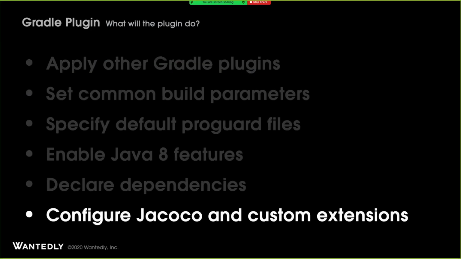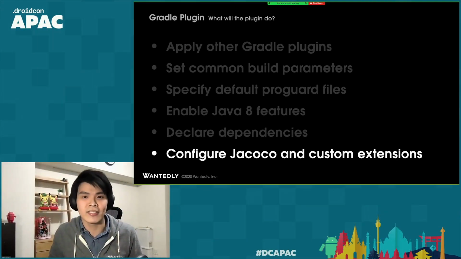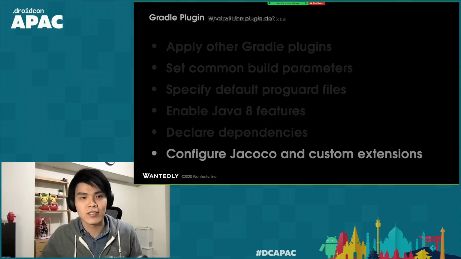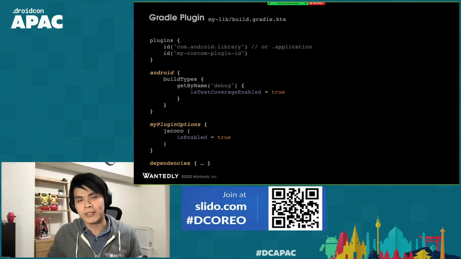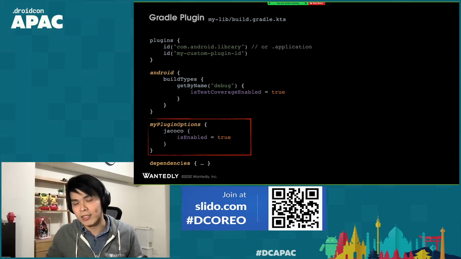Next, let's see how we can configure code coverage using Jacoco and make this configurable using a custom extension. Creating an extension block is one of the benefits of creating a binary plugin over a script plugin. For example, here I created a custom extension block that will hold the Jacoco.isEnabled flag. So when this flag is enabled, I will set up the code coverage task and the dependencies around it.